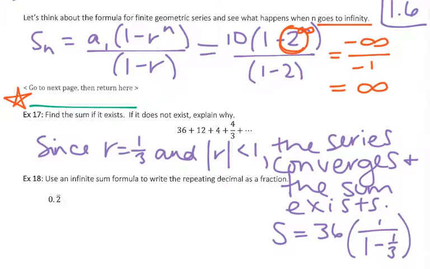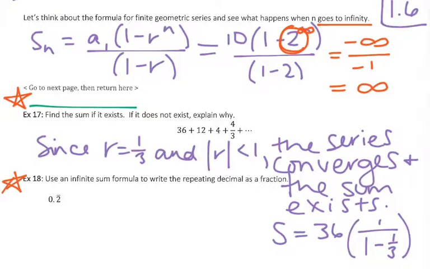Okay, before we look at the next problem, if this had given us an r value greater than 1, we would say since r equals whatever the r value is, let's say 2, and the absolute value of r is greater than 1, the series diverges and the sum does not exist. Okay, let's look at 18 now. It's a pretty different problem.